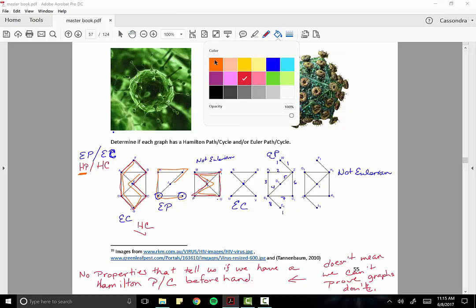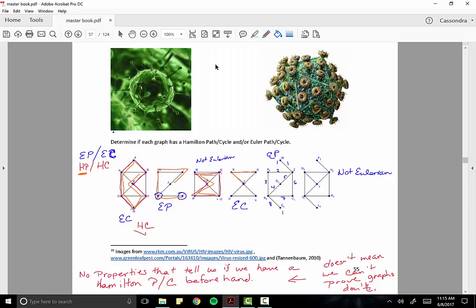This guy does not have a Hamilton cycle, but it has a Hamilton path. This guy is non-Hamiltonian. But why? We'll figure that out. This one is not Hamiltonian. Again, but why? Well, I'm going to teach you why. All right? So, that's that page.